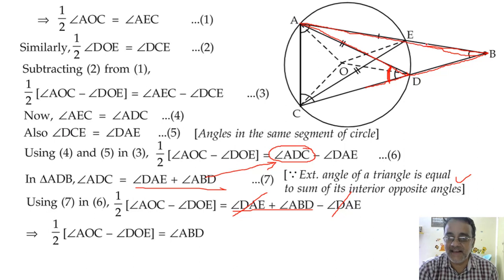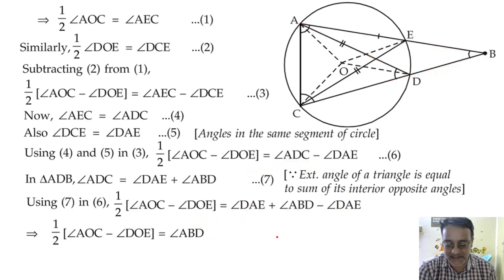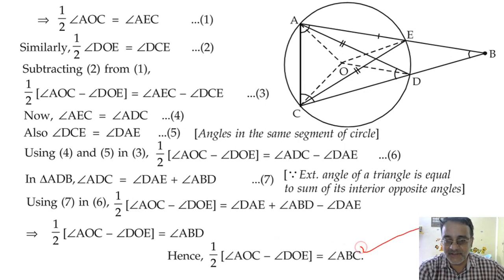Now see, angle ABD is equal to angle ABC because both are the same angle. So we can write angle ABC in place of angle ABD. So this is the final result. Any doubt? No, sir. Okay. I will upload the recording also. Please watch it once again. Let us move towards the next question.